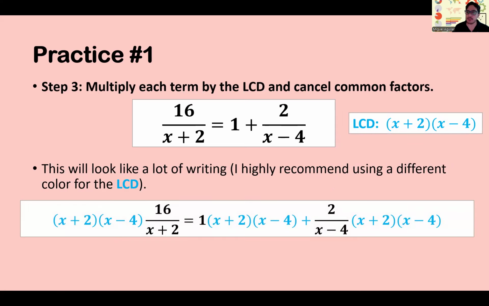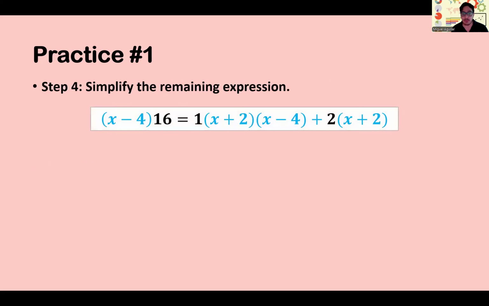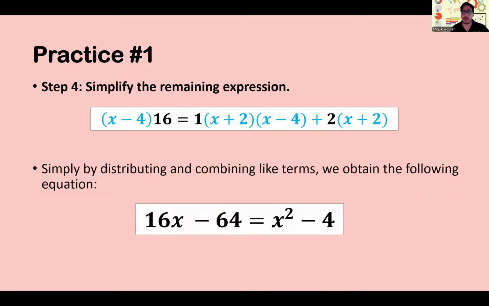At this point, your paper is going to look like a mess of alphabet soup. But the nice thing is that even though it's a lot of writing, you're going to start canceling out common factors. And whatever's left over, you write down as your new equation that no longer has fractions. Now, this new equation is not without its own faults. You still need to distribute and combine like terms to clean up the mess. So that's exactly what we did. We distributed some stuff out, combined like terms, and got a nicer, neater quadratic equation.